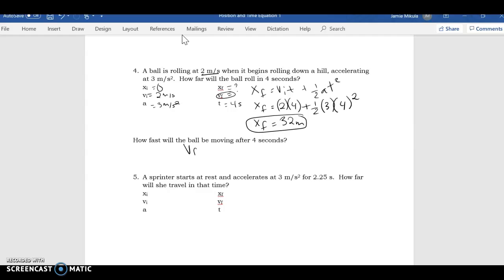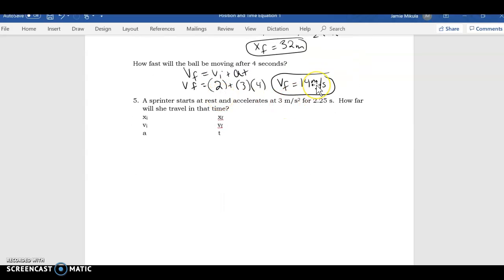How fast? So we want to do VF equals VI plus AT. VF equals the initial velocity of 2. The A is 3. The time is 4. 2 plus 3 times 4 is 14. So it's going to be traveling at 14 meters per second at the end.